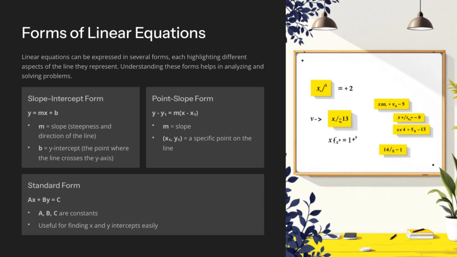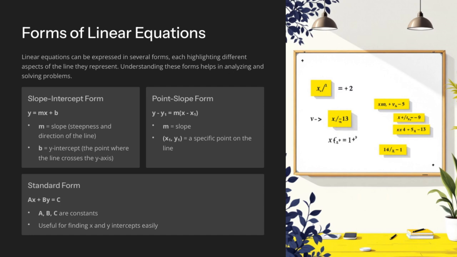In this form, x1, y1 represents a specific point on the line, and m is the slope, or the steepness of the line. This form is great when you know a point on the line and its slope, making it easy to write the equation from that information.